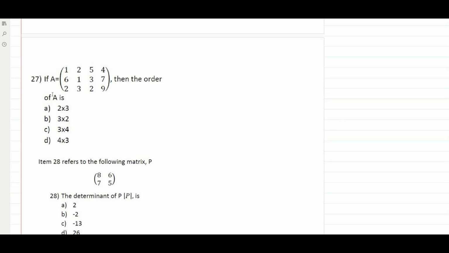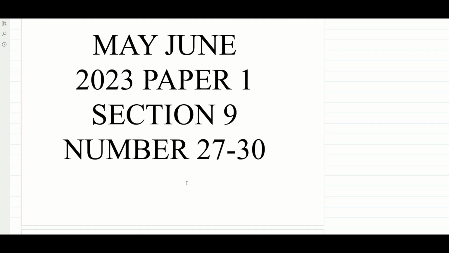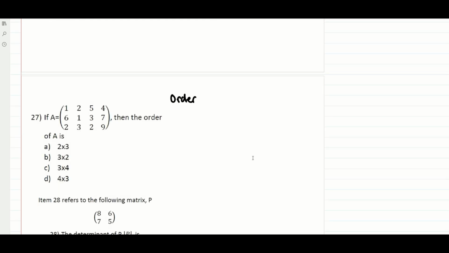Before I start, we're going to be doing May-June 2023, number 27 to 30. If A is this, then the order, please remember, is always the number of rows by the number of columns. So your rows would be 1, 2, 3. There are 3 rows, and how many columns? 1, 2, 3, 4. So it is 3 by 4. So it would be C.